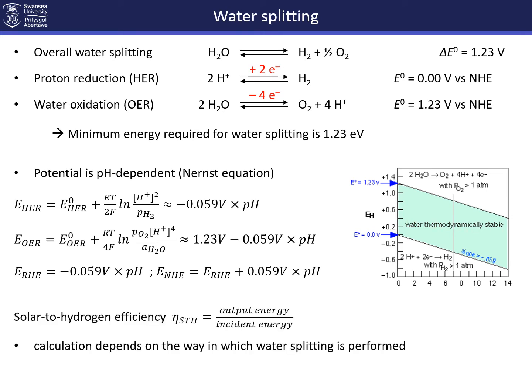And finally, if you do all this, you obviously have to keep an eye out on the efficiency of your process, and the most universal way to measure that is the solar to hydrogen efficiency, STH, which is the fraction of output energy versus input energy, so the energy of your fuel and the energy you put in, for example, as sunlight. And the way in which you calculate the output or the input energy depends on the system that you are using.